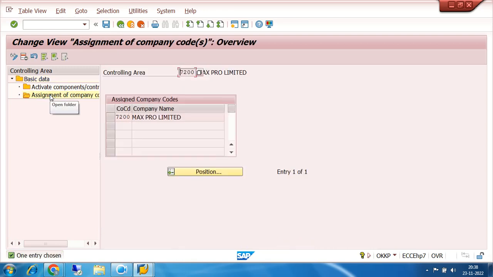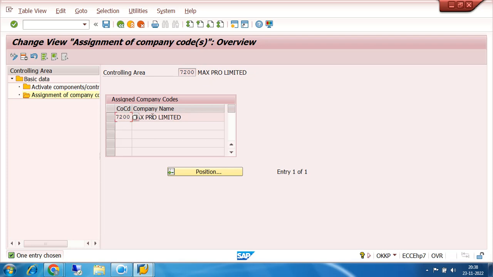So I will select this controlling area and click on assignment of company codes, right? There are two options. More than one company code can be assigned to a single controlling area, or every company code will have an independent controlling area. That means a one-to-one relation or a many-to-one relation. Whenever many company codes are operating under one controlling area, what are the benefits? The benefit is that cross company code cost accounting is possible. Transfer price mechanism and cross company code cost accounting will be possible.